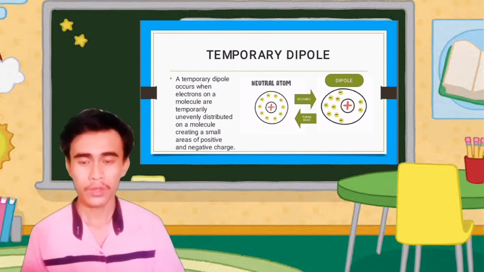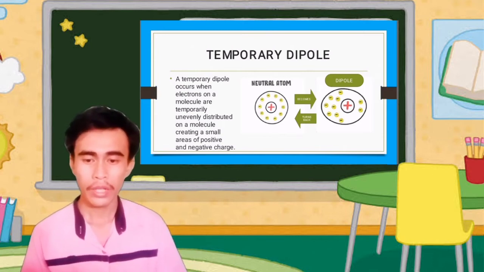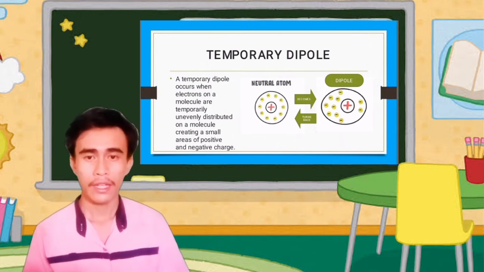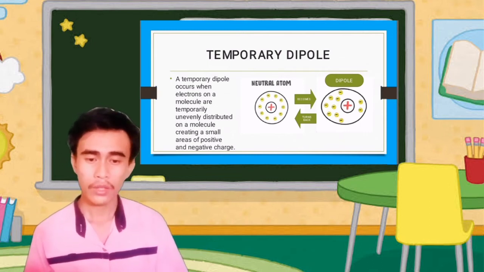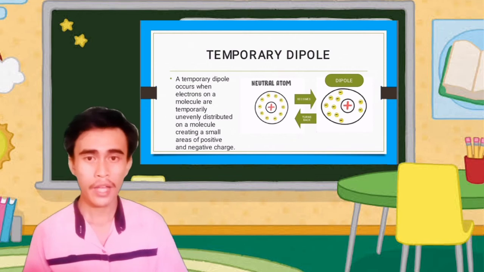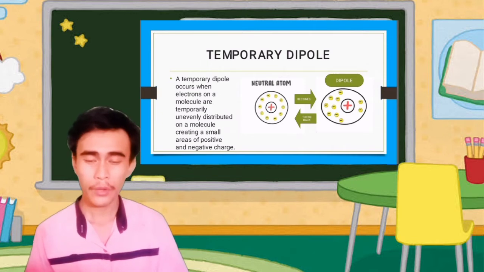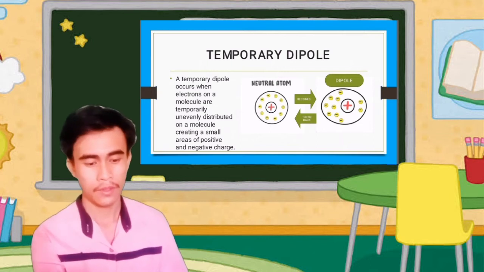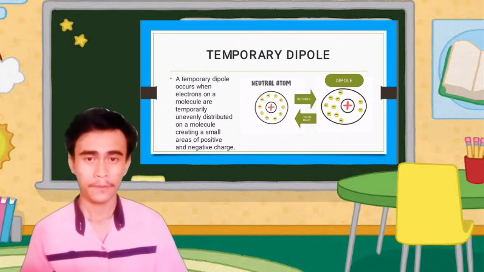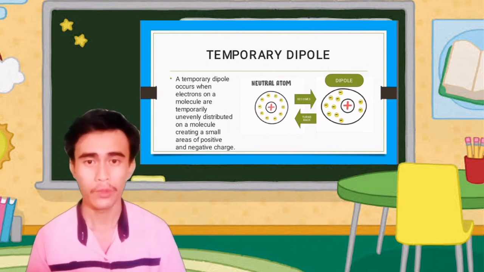So temporary dipole. So when we say temporary dipole, it occurs when electrons on a molecule are temporarily unevenly distributed on a molecule, creating small areas of positive and negative charge. So meron tayong neutral atom dito. Neutral atom, and it becomes a dipole na kung saan meron siyang partially positive charge and partially negative charge. Pero when you say temporary nga, bumabalik siya sa pagiging neutral atom. Yan ang tinatawag nating London dispersion force. So nagkakaroon ng temporary dipole.